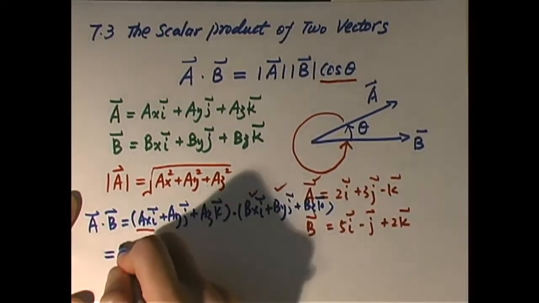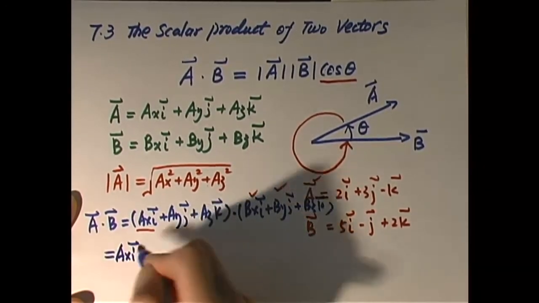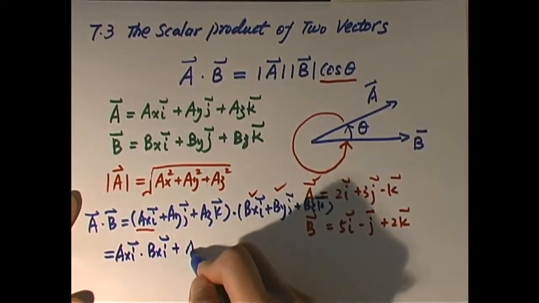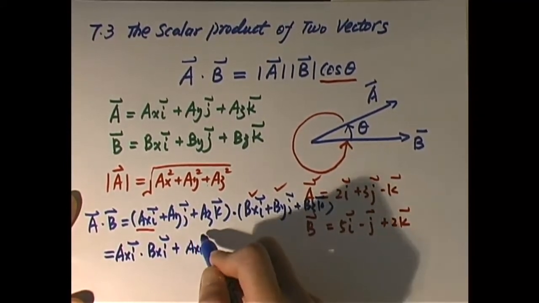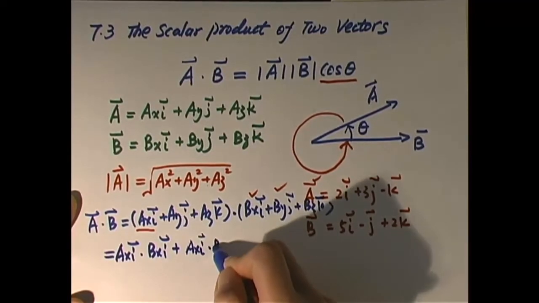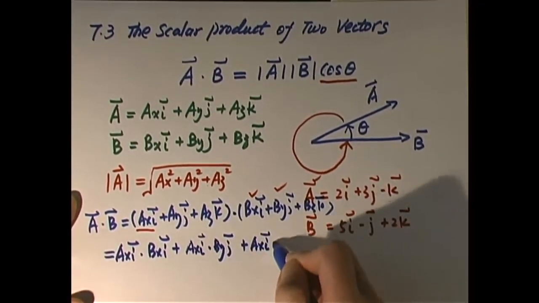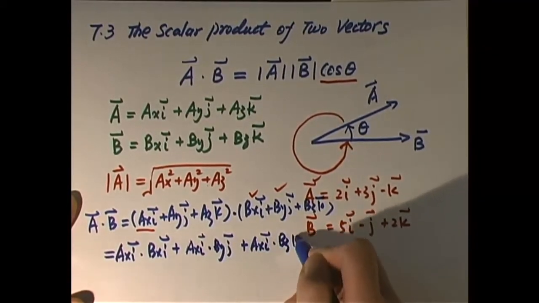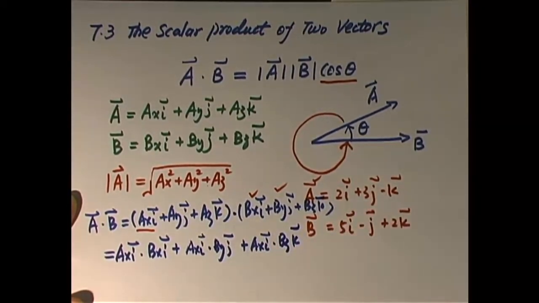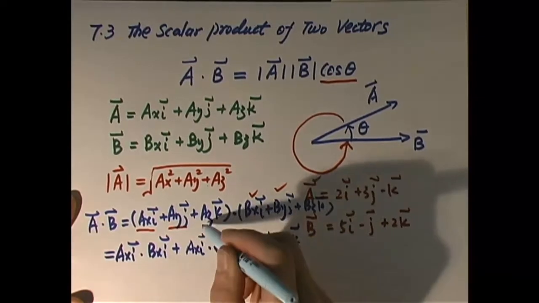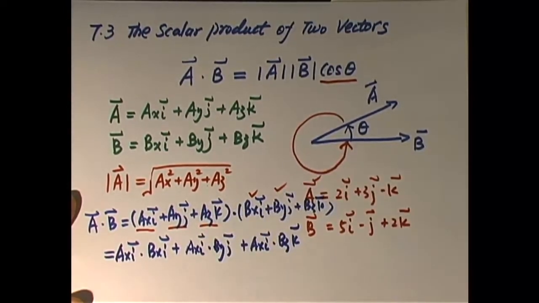So we have Ax i dot Bx i plus Ax i dot By j plus Ax i dot Bz k. So you can imagine we will end up with a total of 9 terms, because next we use Ay j to dot the other 3, and last we use Az k to dot the other 3. But before we do that, let's take a look at what happens.